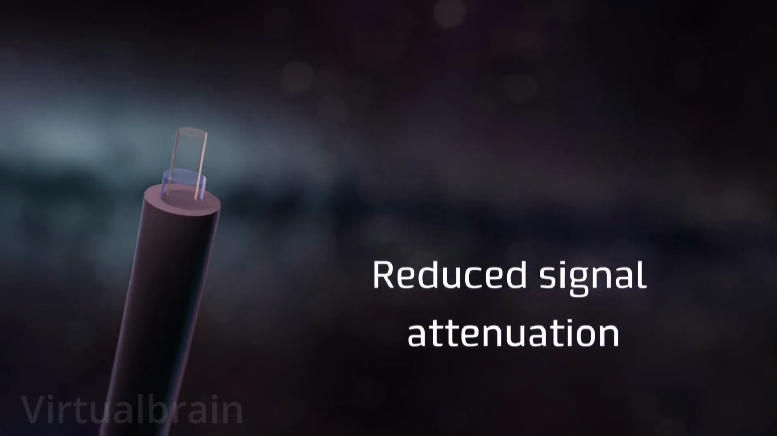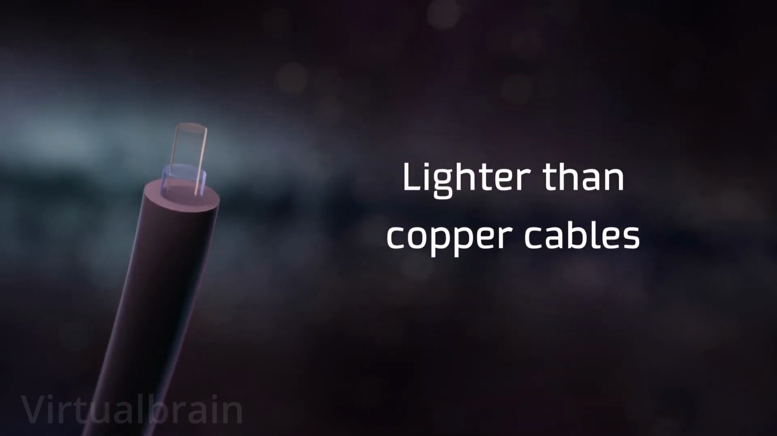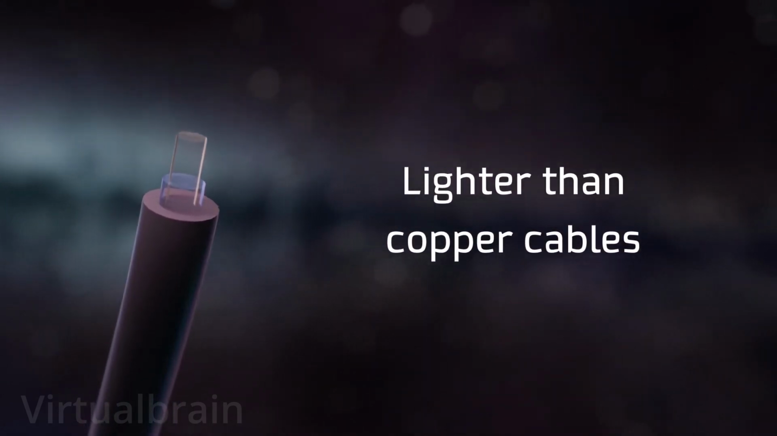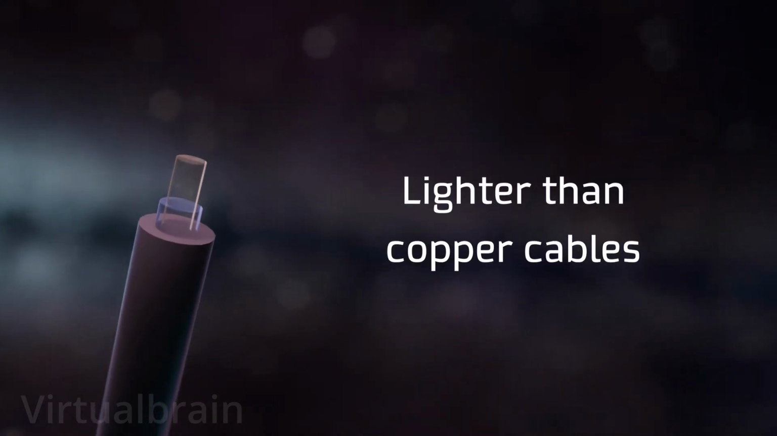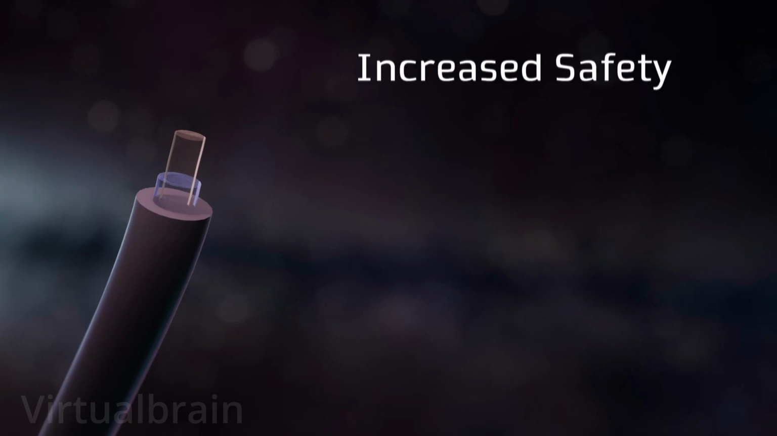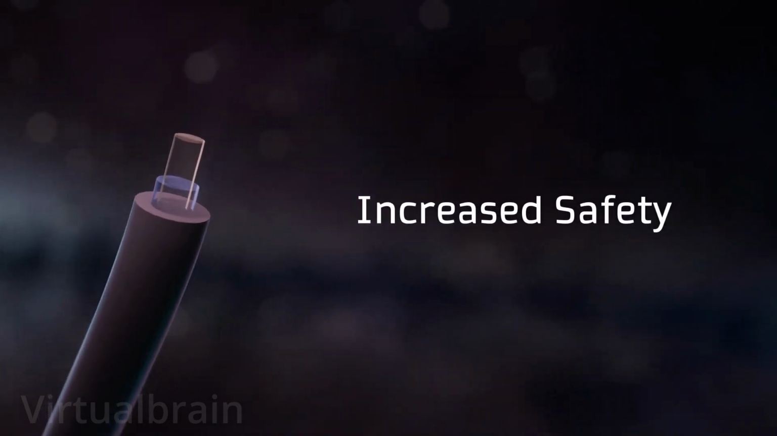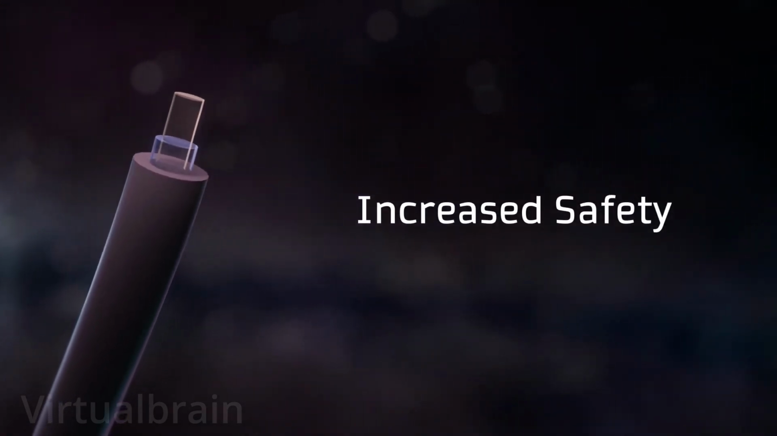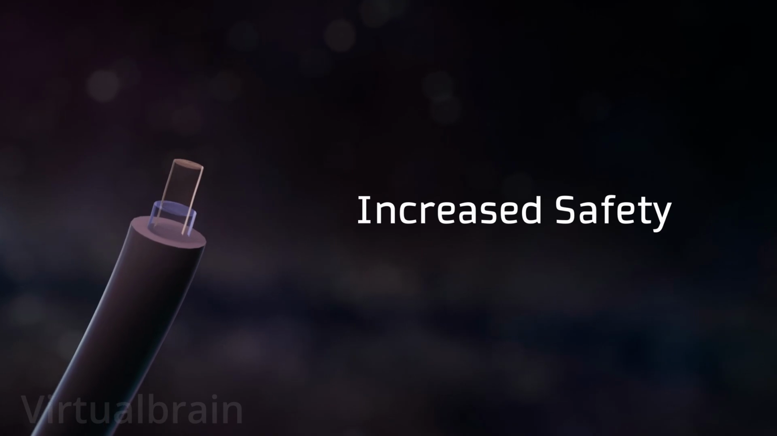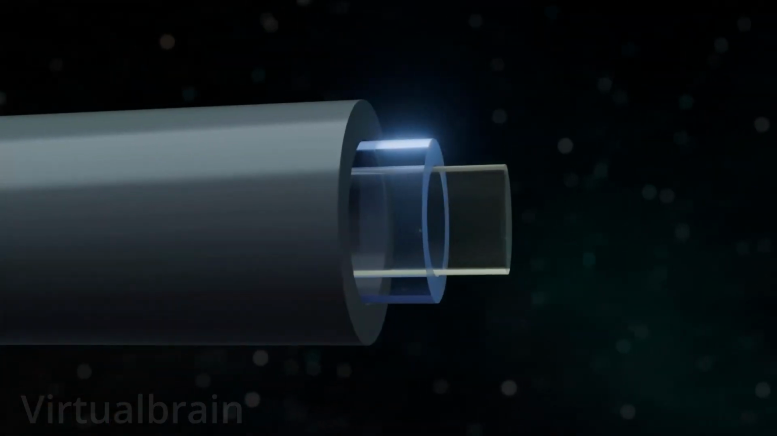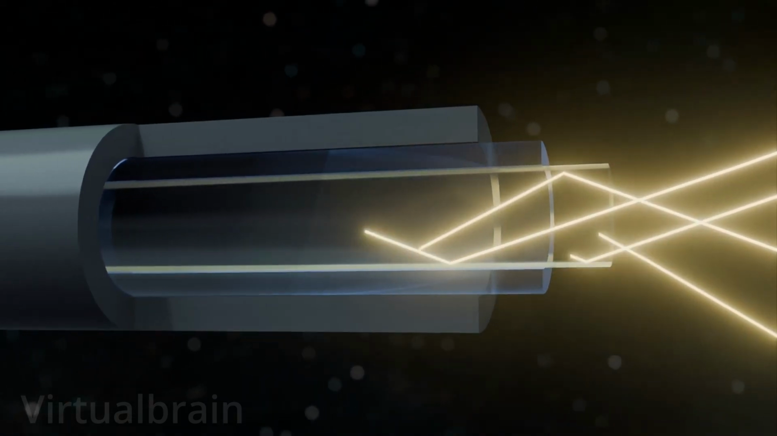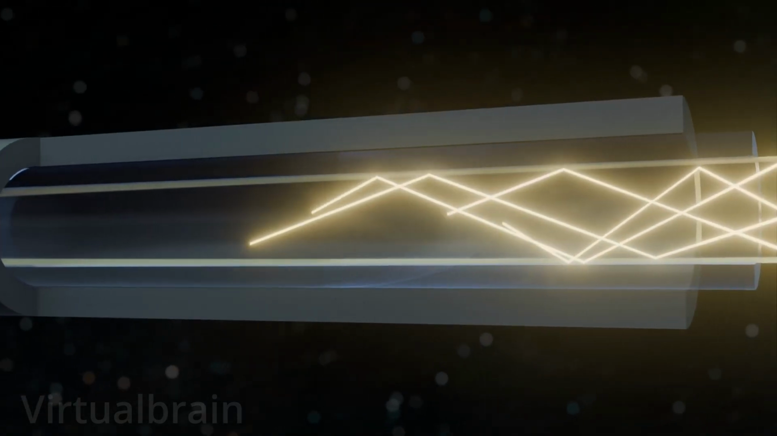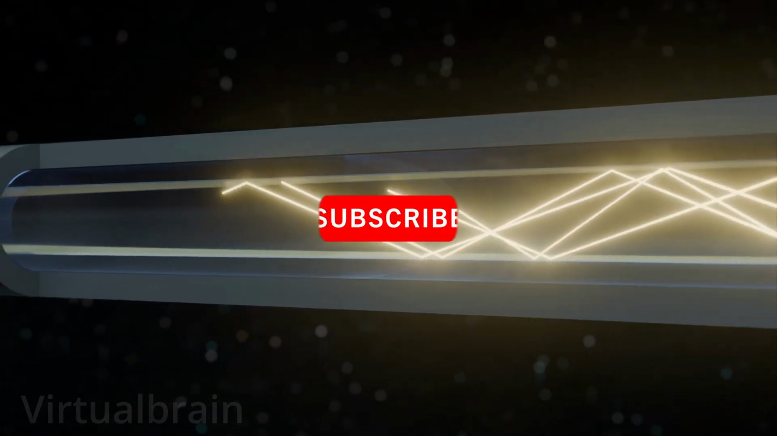long distances. Additionally, fiber optic cables are thinner and lighter than copper cables, making them easier to install and reducing infrastructure costs. And lastly, since fiber optic cables do not emit electrical signals, they are less susceptible to eavesdropping and interceptions, improving communication security. In short, fiber optic cables have revolutionized the way we communicate, enabling faster, more reliable, and more secure connections in a wide range of applications and fields.